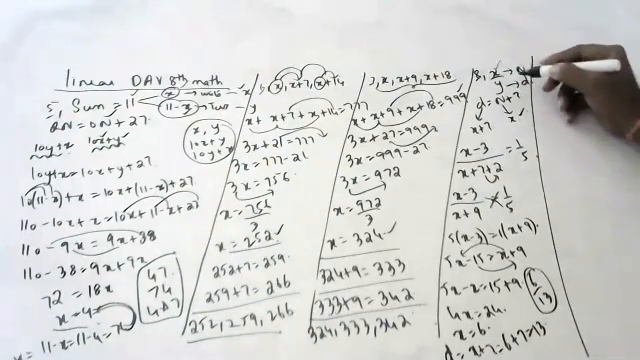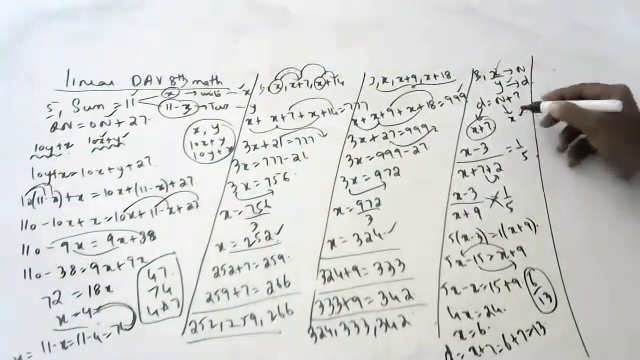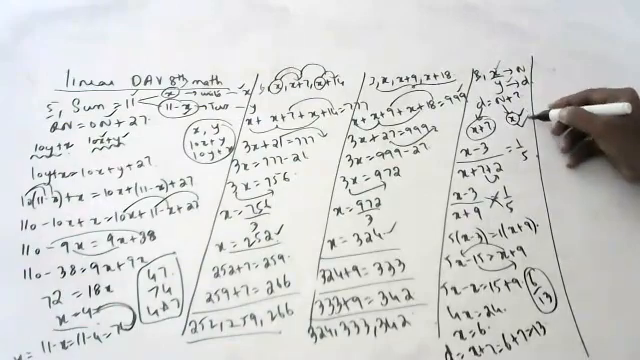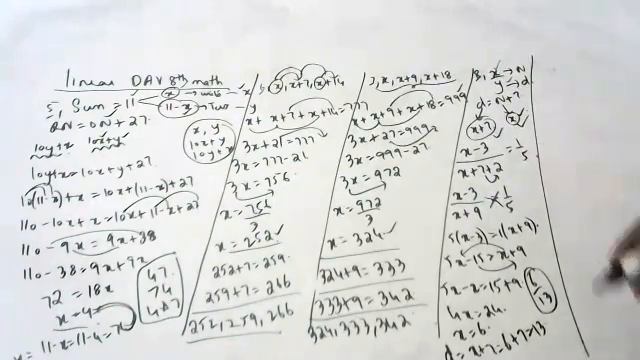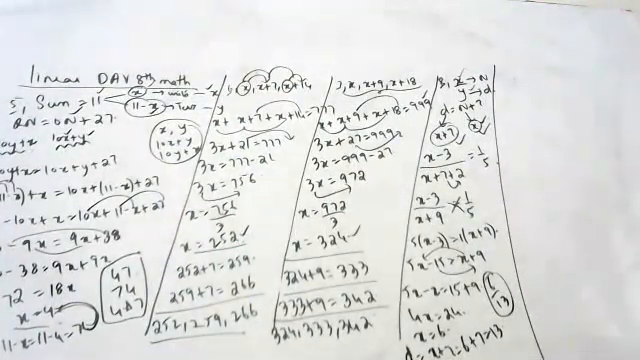See, children, numerator is x, denominator is y. He's saying that denominator is 7 more than numerator. If numerator is x, denominator is x plus 7. Okay, children, next one. Same like this one.